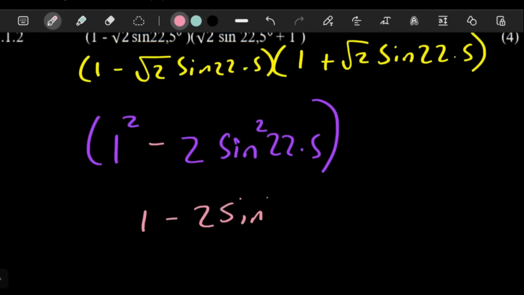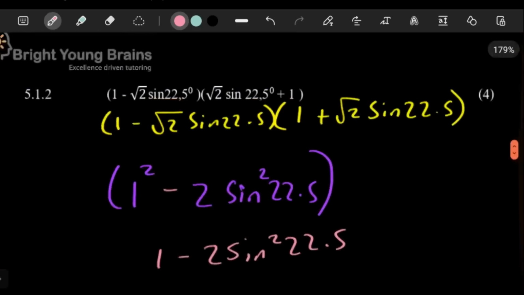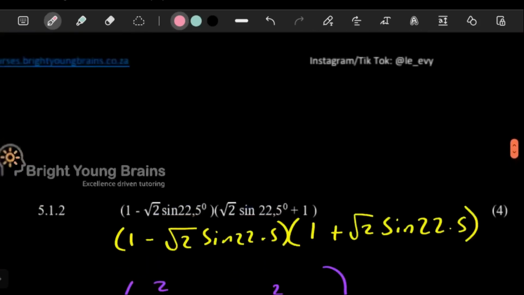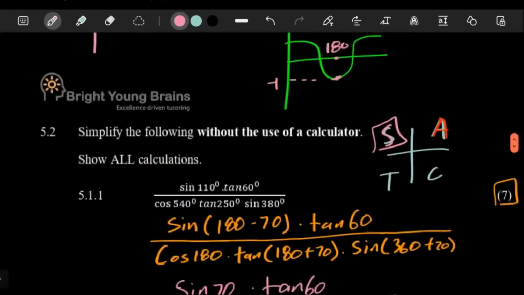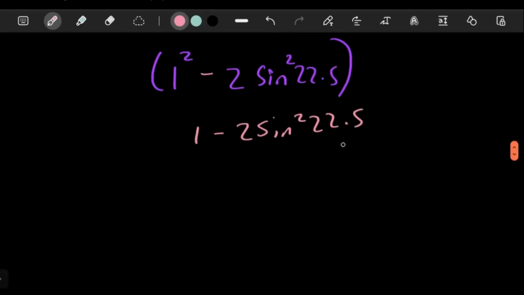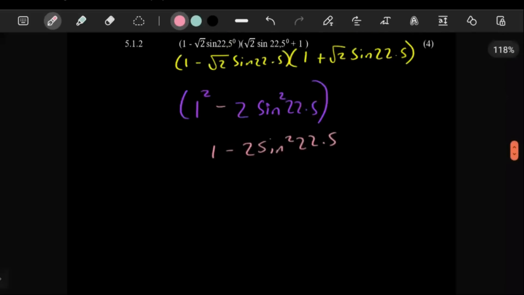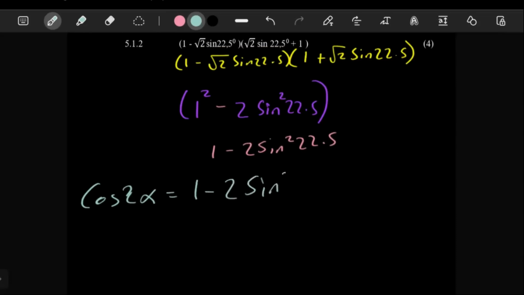I'm writing it as a separate step, but I just want to make it clear that we are supposed to think outside the box. The main question here is still that we are supposed to simplify the following without using a calculator. Now this should remind you of the double angle of cos, because cos 2 alpha is equal to 1 minus 2 sine squared alpha.